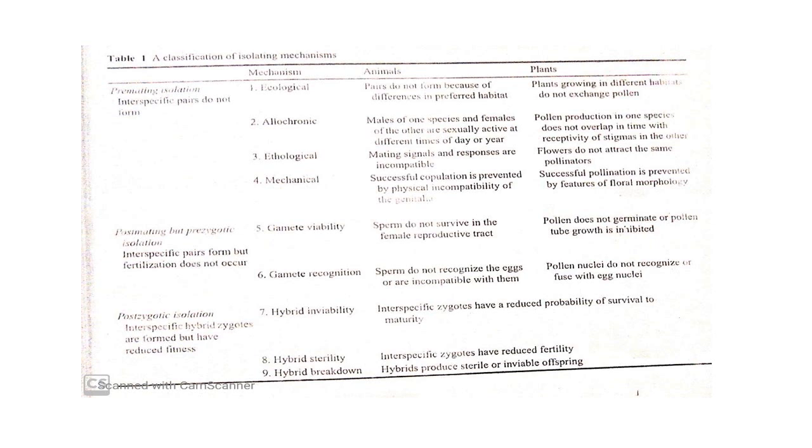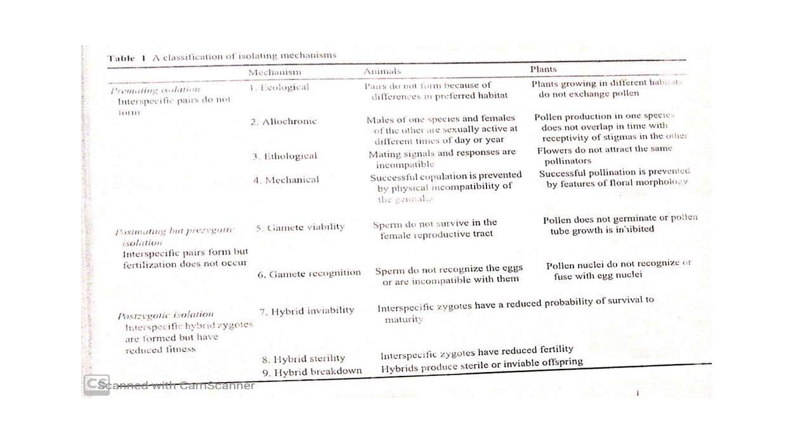In the ecological mechanism, pairs do not form because of differences in preferred habitat. That is the reason why ecological parameters are important to study when we are working on species identification. Similarly, plants growing in different habitats do not exchange pollen, so that leads to reproductive isolation. Then there is allochronic. Males of one species and females of another species are sexually active at different times of a day or a year, which leads to reproductive isolation.